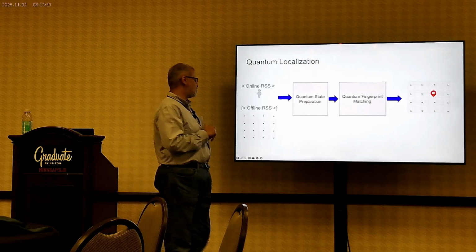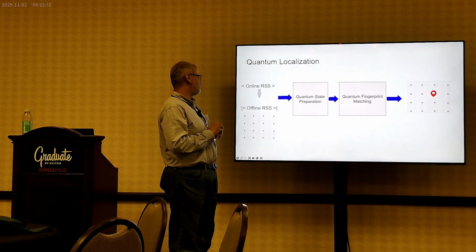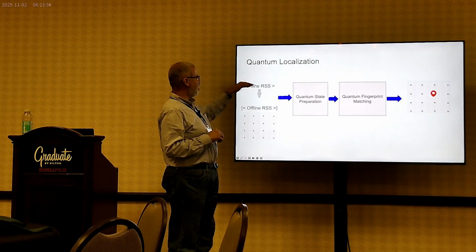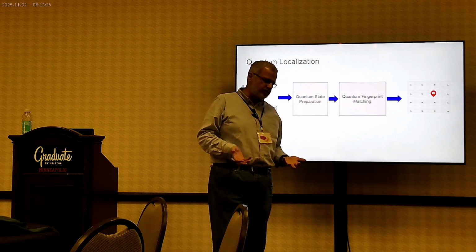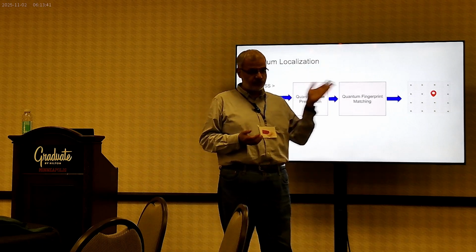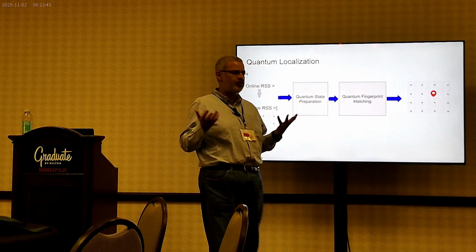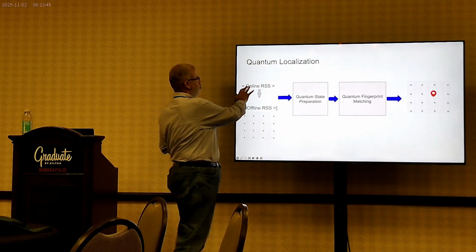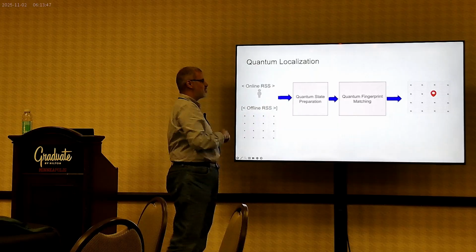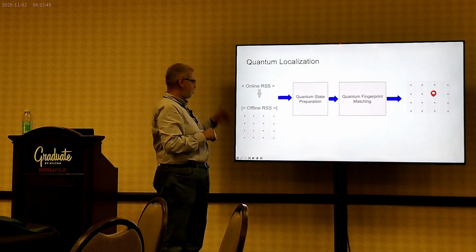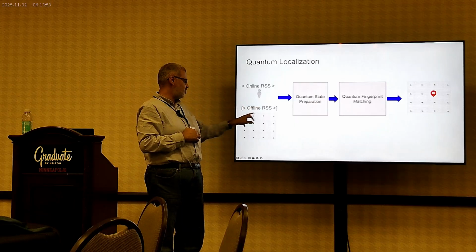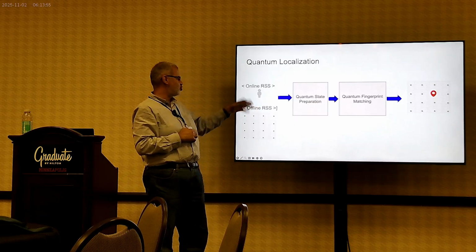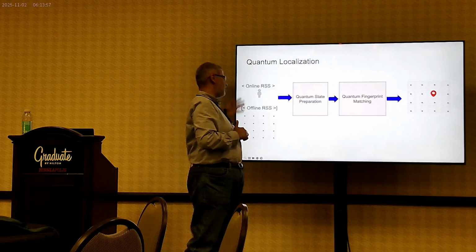So this is the overall system architecture. What we have is online received signal strengths. This is, I'm standing at an unknown location, and I'm getting signals from different access points, but I don't know my location. I'm just hearing signals. So this is what we refer to as online received signal strengths. And this represents my fingerprint that I constructed offline. So at each one of these green dots, I store the signal strength signature from the access points in the environment.